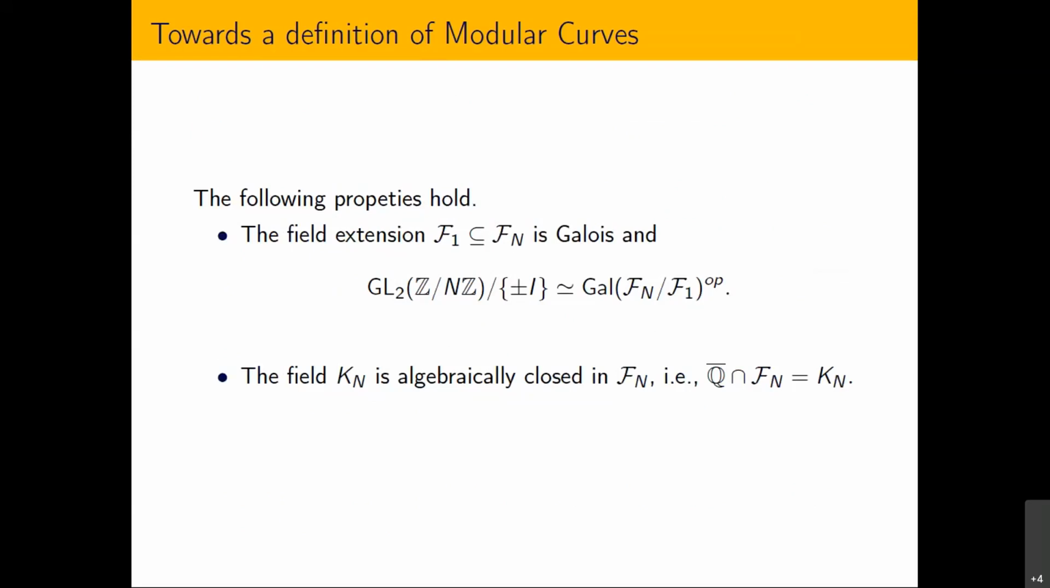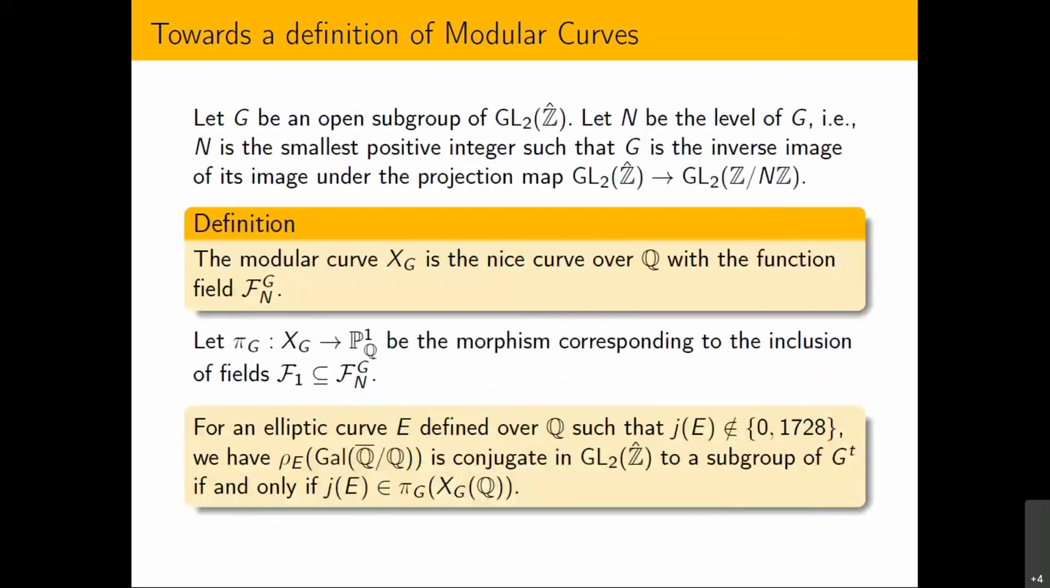Okay, so what is my curve then? Again, let G be an open subgroup satisfying those two conditions, and N is the level of G. The modular curve X_G is that curve over Q whose function field is the subfield of F_N fixed under G. Okay. And I have an inclusion of fields. F_1 is contained in this function field F_N^G. And this inclusion gives me the morphism between curves X_G to P^1 over Q. Now, just to recall, what are the points of this curve? The points are those elliptic curves whose associated Galois representation is contained inside G.